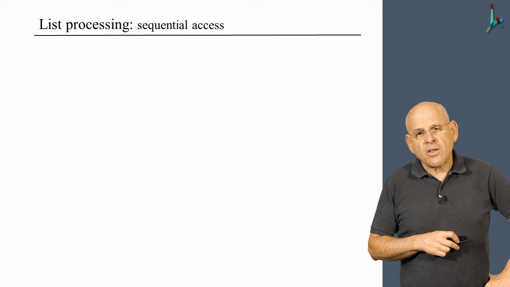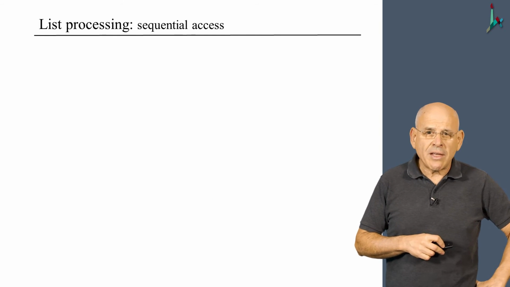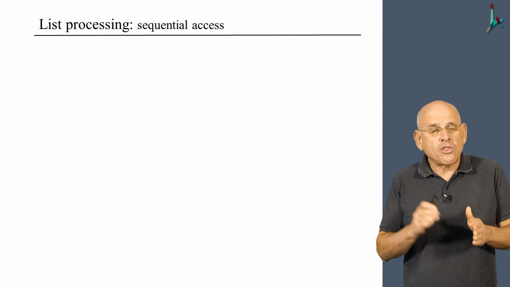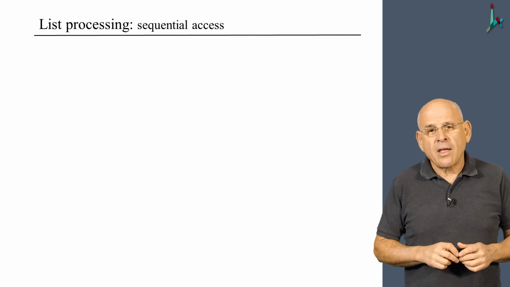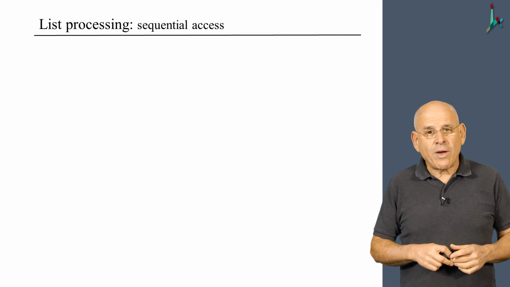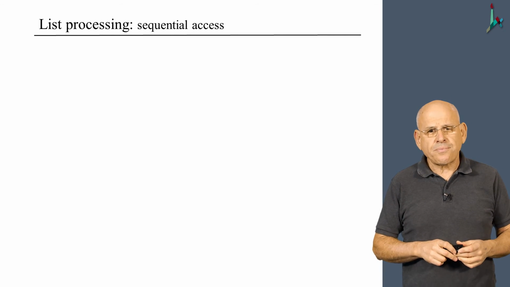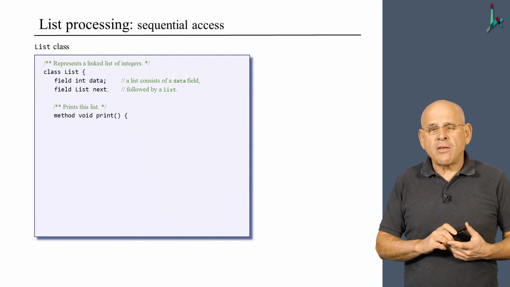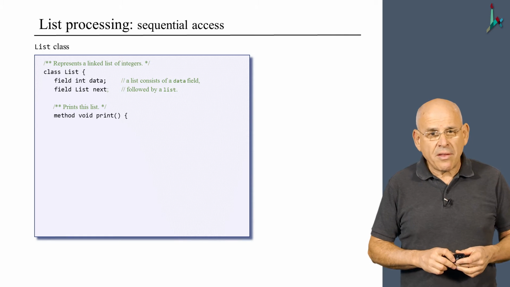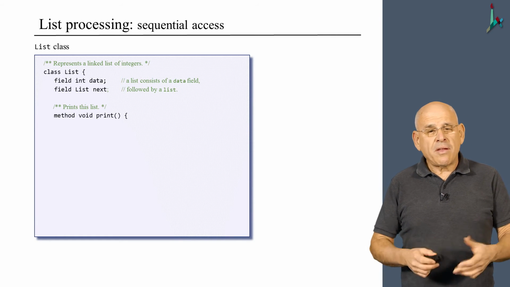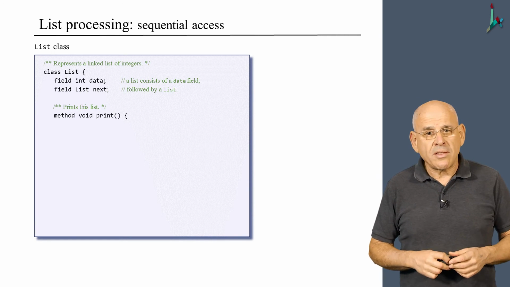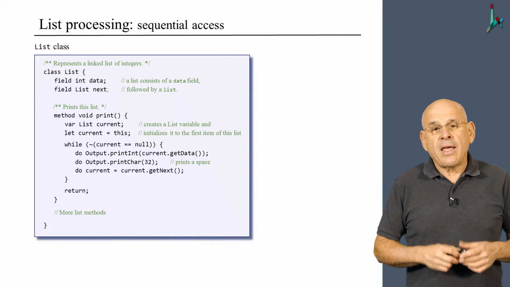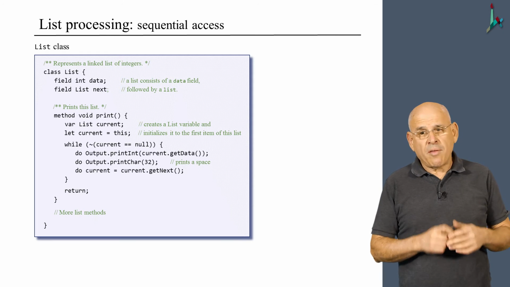All right, so we saw how to construct a list. The next thing that I want to illustrate is how we march through a list and how we do it, what sometimes is called sequential processing of a list. So I will illustrate the sequential processing using a print method. And when we run this method, we expect to see the contents of the list on the screen, as we saw before. And here is the body of the method.